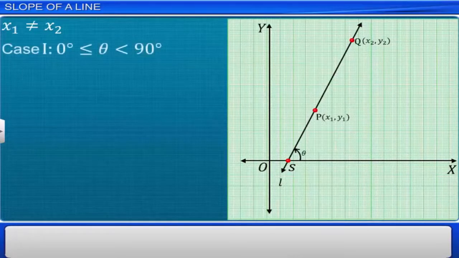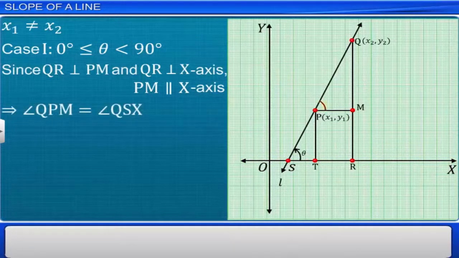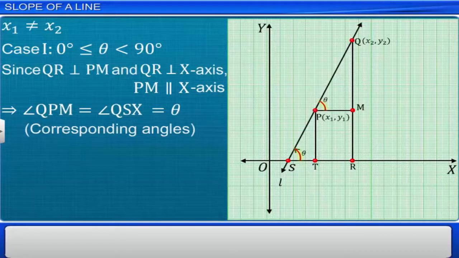Draw perpendiculars QR and PT from Q and P onto the x-axis. Draw perpendicular PM from P onto QR. Since QR is perpendicular to both the x-axis and PM, we have PM is parallel to the x-axis. Since PM is parallel to the x-axis, angle QPM is equal to angle QSX or theta, since they are corresponding angles. In right angle triangle PMQ, tan theta is equal to QM upon PM.